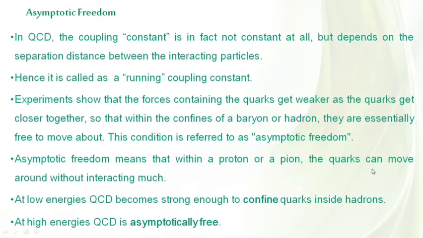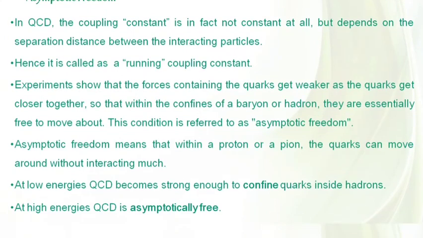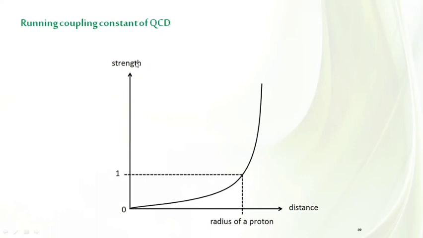This asymptotic freedom means that within a proton or a pion, the quarks can move around without interacting with themselves. At low energies, quantum chromodynamics becomes strong enough to confine quarks inside hadrons. They can confine quarks at low energies. At high energies, quantum chromodynamics is asymptotically free. They have almost no interactions with themselves.